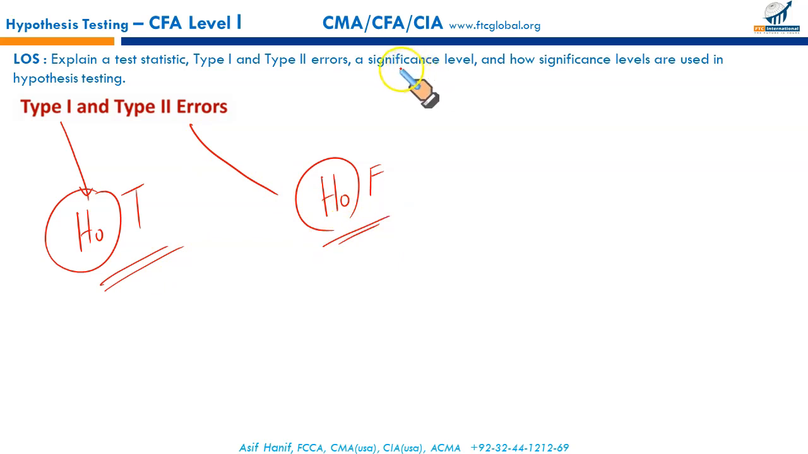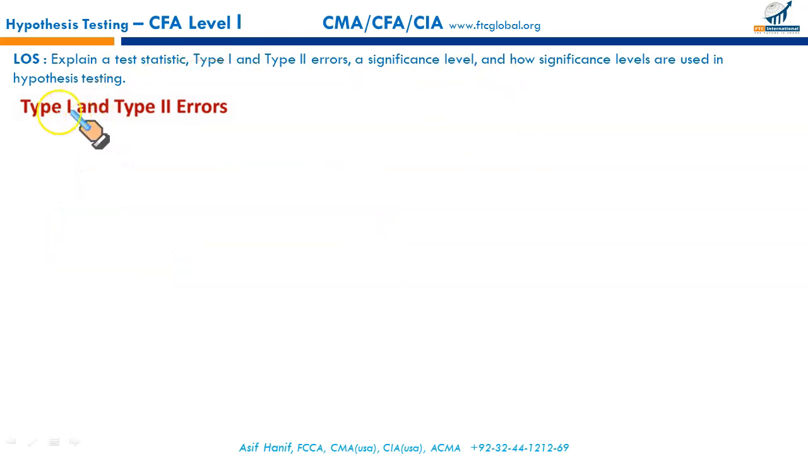All right, so then it further says significance level. Basically, significance level is the probability of making a type 1 error. Level of significance is denoted by alpha. It represents the probability of making a type 1 error. And what is type 1 error? The type 1 error occurs when we reject a true null hypothesis. So the probability of making a type 1 error is basically the significance level represented by alpha.